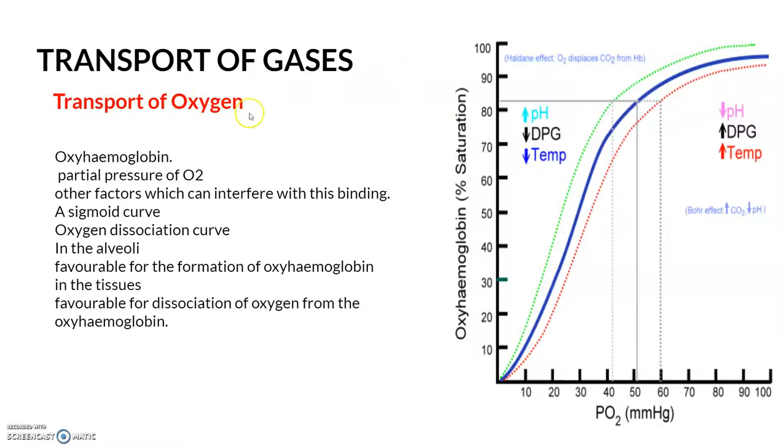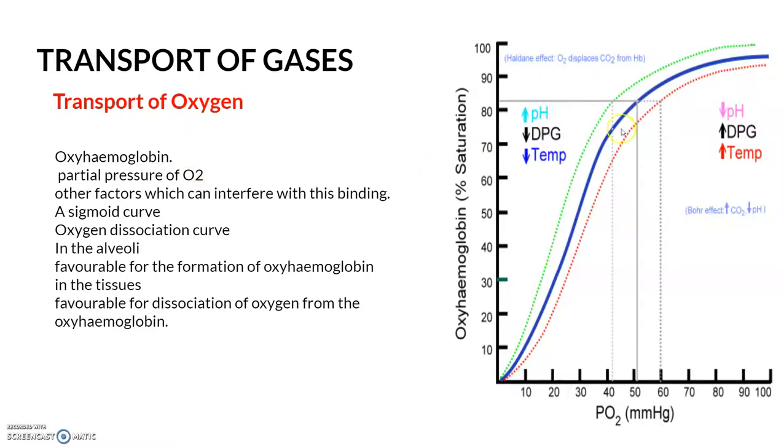So let's see how the transport of oxygen takes place. You know that hemoglobin is a red colored, iron containing pigment that is present in the RBCs, and oxygen can bind with hemoglobin in a reversible manner to form oxyhemoglobin. Now each hemoglobin molecule can carry a maximum of 4 molecules of oxygen. The binding of oxygen with hemoglobin is related to the partial pressure of oxygen. Partial pressure of carbon dioxide, hydrogen ion concentration and temperature are the factors which interfere with this binding.